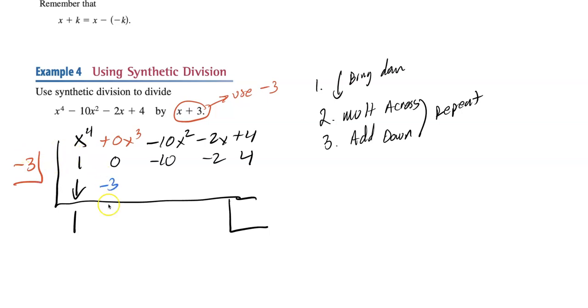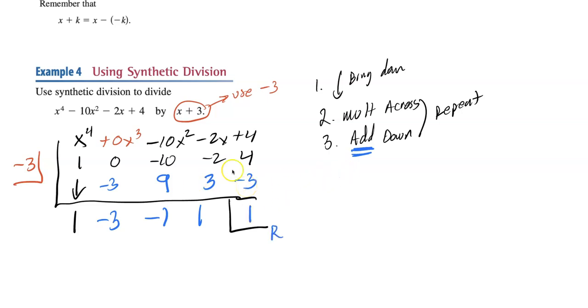And then you just add down. And the key thing is add down. For some reason, everyone wants to subtract. It's the easy operation. You add down. So add down, negative 3. And then we're going to repeat the last 2 steps of the process. We're going to multiply across. So I get 9, right? Negative 3 times negative 3. We're going to add down, negative 1. Multiply across, 3. Add down, 1. Multiply across, negative 3. Add down, 1. And that is our remainder.